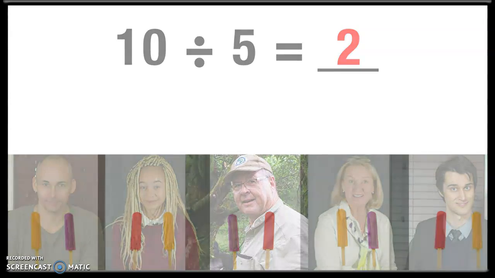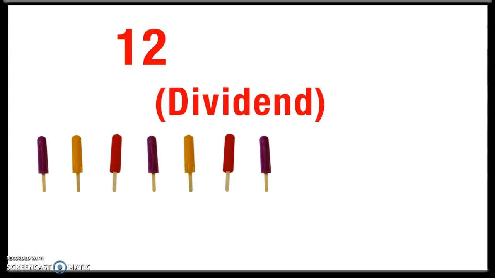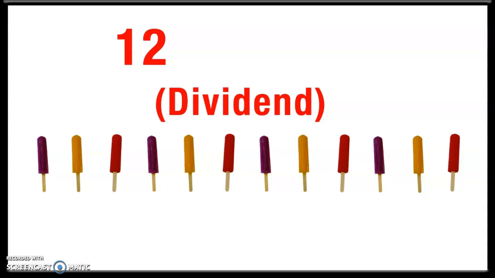Let's look at another way to do division. Let's pretend the dividend is 12 popsicles. They will be separated into equal groups by dividing.